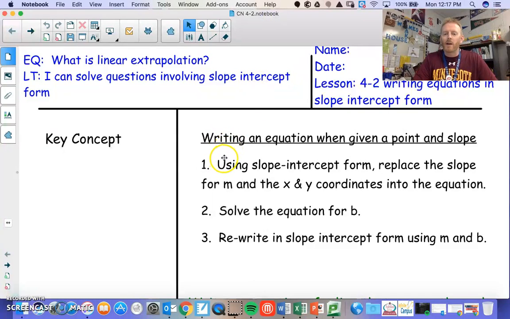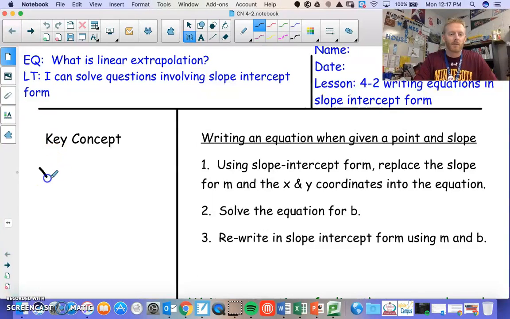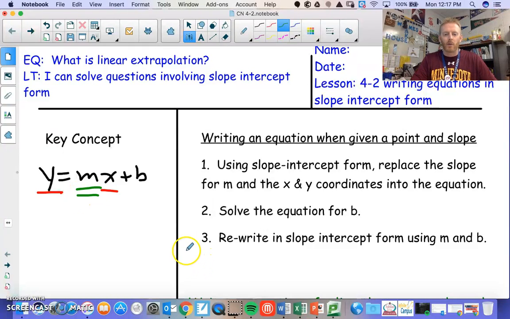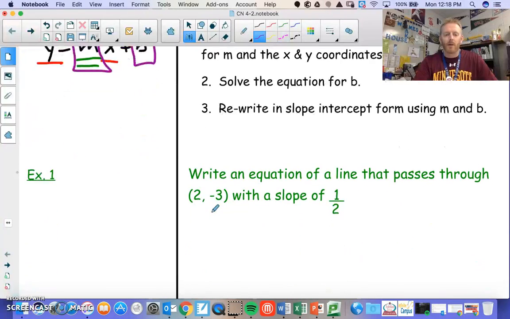So when we're writing equations and we've been given a point and a slope, the steps are to use the slope-intercept form, that y equals mx plus b. And what we're going to do is substitute in these three things: the y and the x from the point, and the m from the slope. And we're going to solve then for b in step 2. And then we'll use the m and the b that we know to write an equation in slope-intercept form. So let's practice one of those problems.